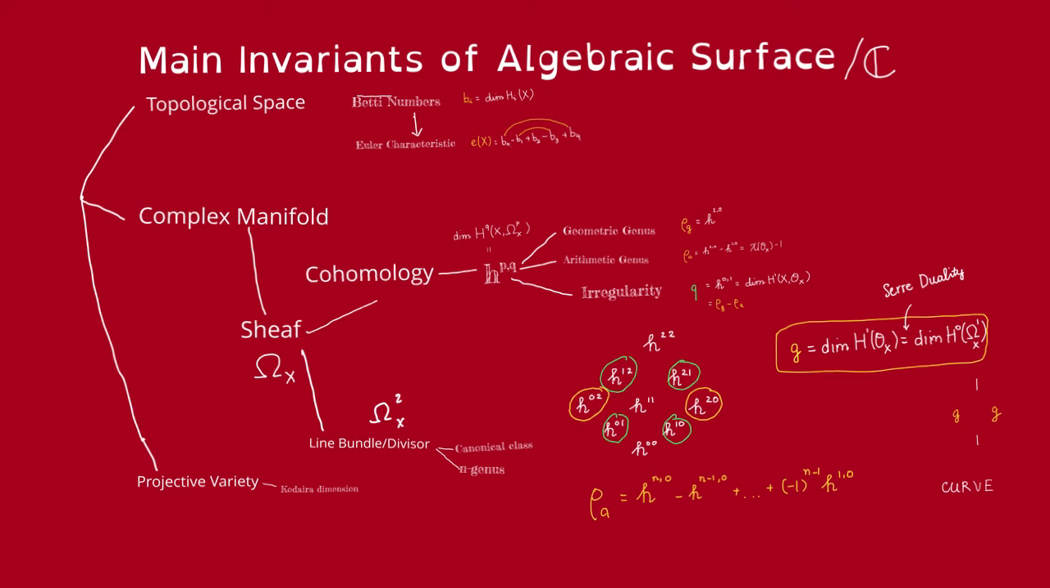And finally, as we have mentioned, the irregularity comes from the discrepancy between the arithmetic and geometric genus, and it's 0 when the surface is rational, but it's not an if and only if. So those are the important invariants coming from the Hodge numbers of a complex manifold. Next, we'll look at two more invariants, the canonical class and the n-genus.